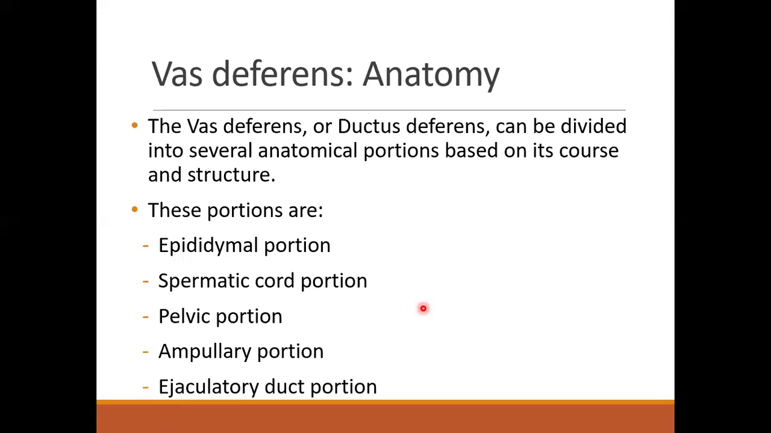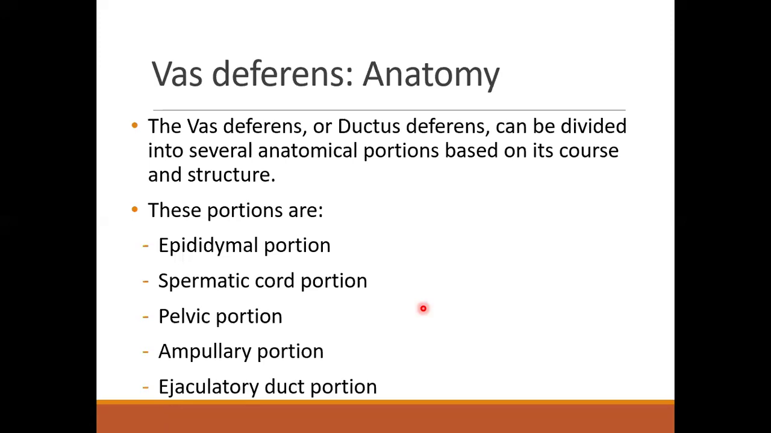And remember, at the tail end of the same vas deferens, it enlarges, which we call the ampulla. So that's the ampullary portion. Once the ampulla is formed, it merges with the duct coming from the seminal vesicles to form the ejaculatory duct. So that also becomes the ejaculatory duct portion. That is all this slide is talking about: the same vas deferens, but you can have different portions of it.